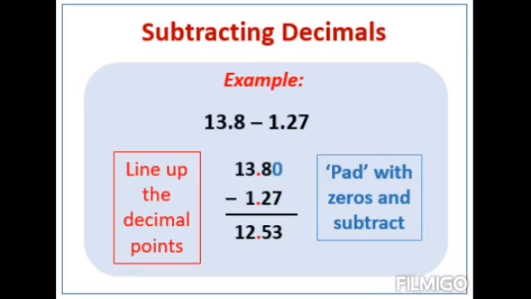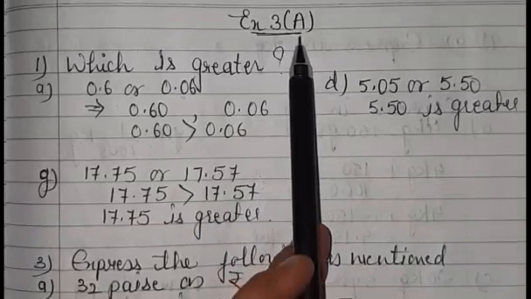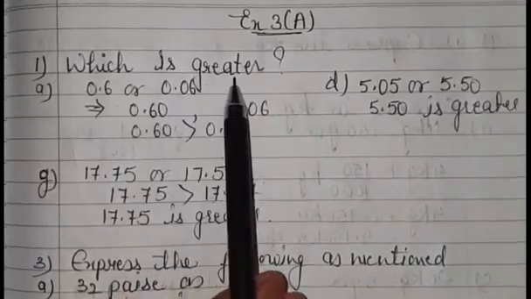By the same method, we can subtract 1.27 from 13.8. First, we will write the decimals in a column with their decimal points exactly below each other and the other digits according to their place value. Then we will convert these decimals into like decimals, and after that when we subtract them as whole numbers, the answer is 12.53.